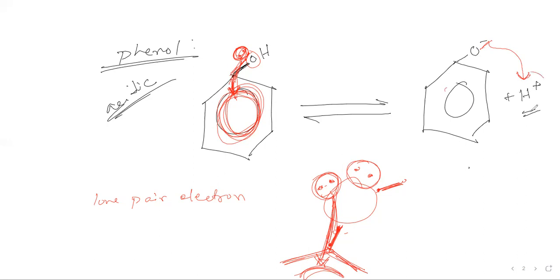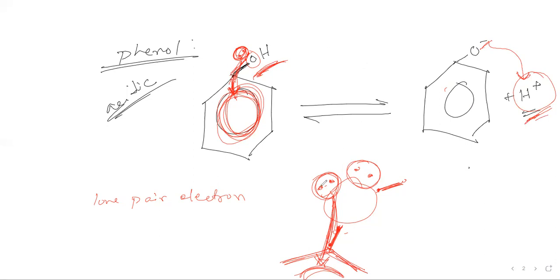Since that's the case, this hydrogen ion is more willing to stay free and roam around in the solution than stay in the bond. That's why H plus is more available in the solution. As a result, since H plus is more available, the solution is acidic.